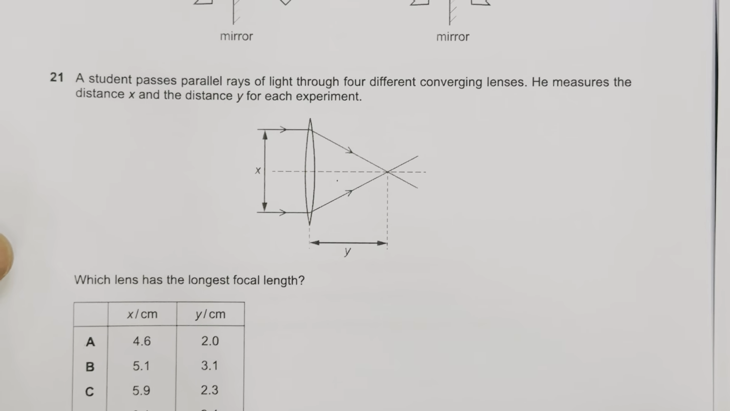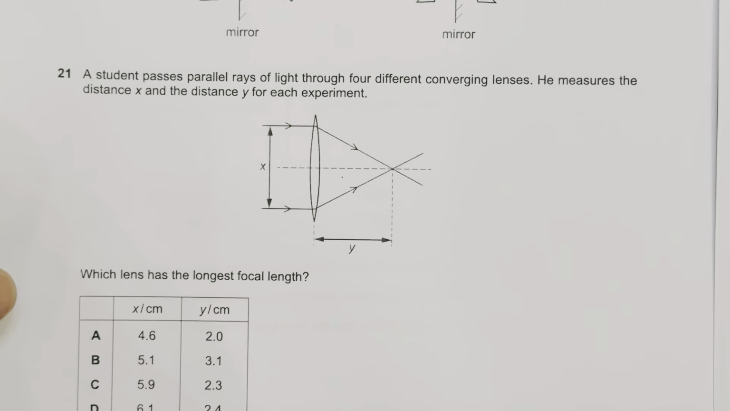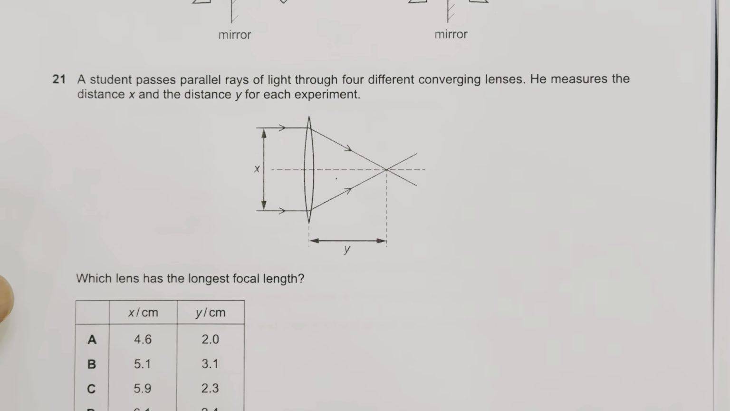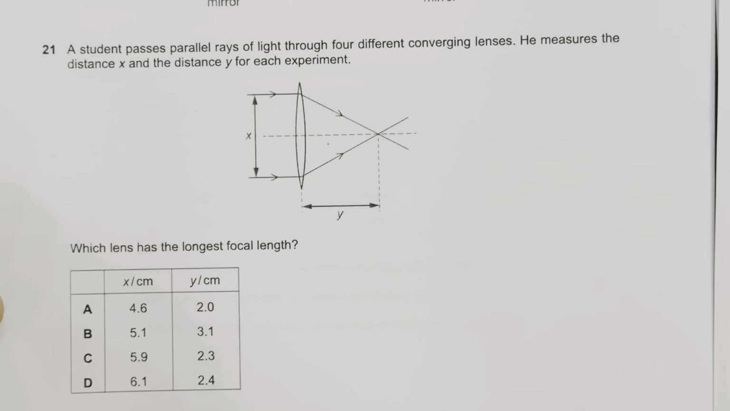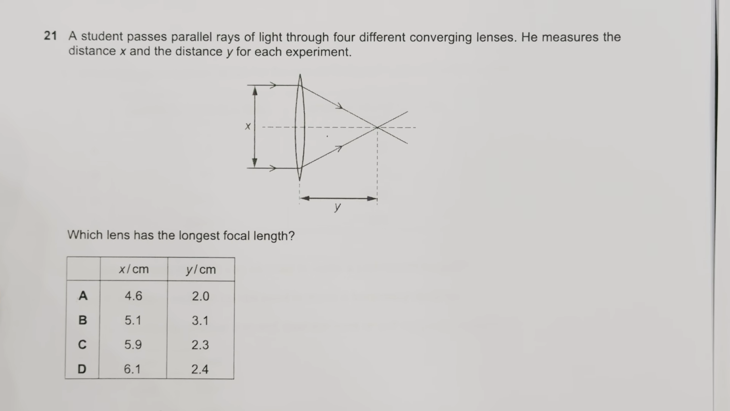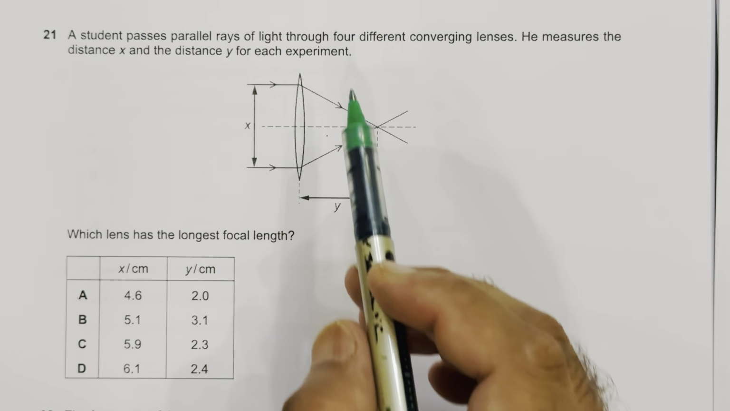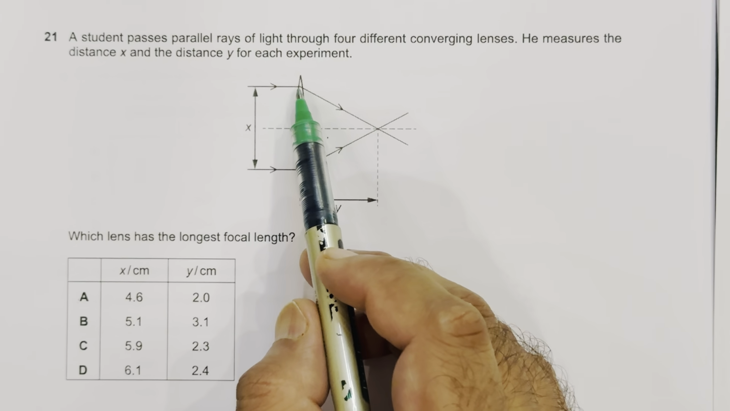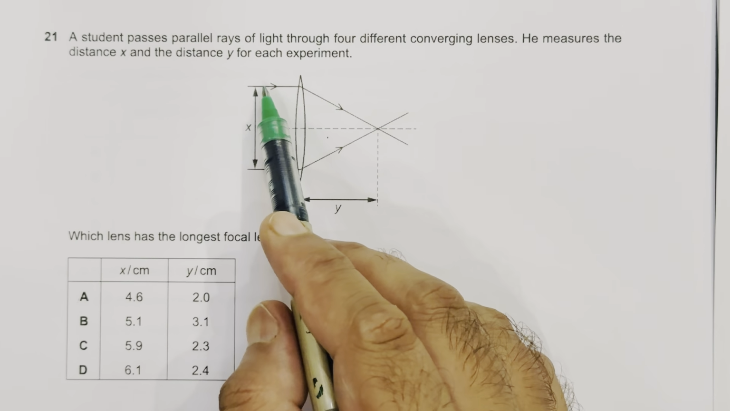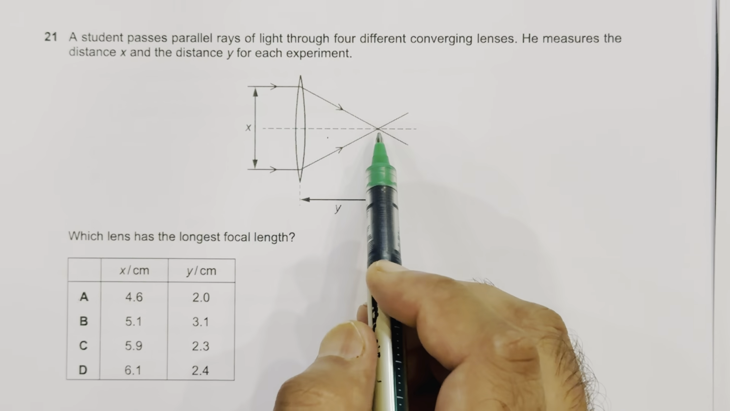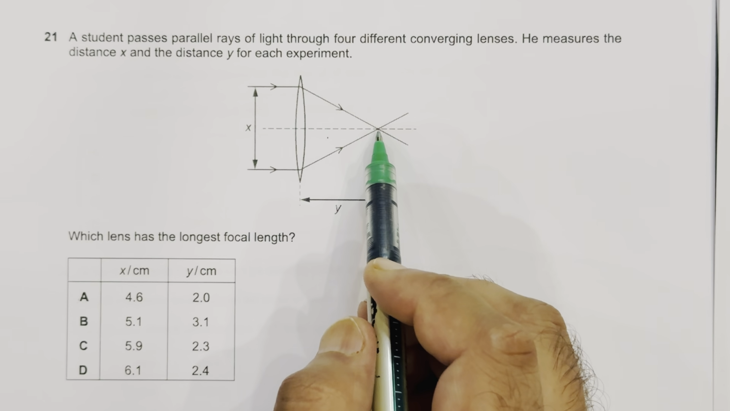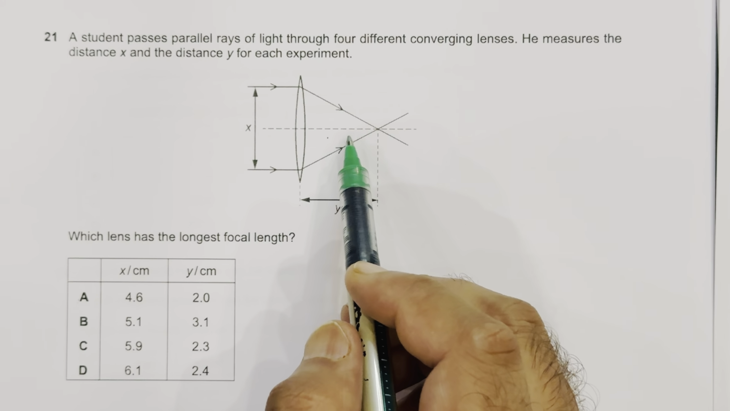Question number 21. Okay, 21 is from the topic of lenses. A student passes parallel rays of light through 4 different converging lenses. He measures the distance x and the distance y is varied. Which lens has the longest focal length? We know that when a ray passes through the lens, if it is parallel to the principal axis, it should pass through the focus point. So this would be our focus point.